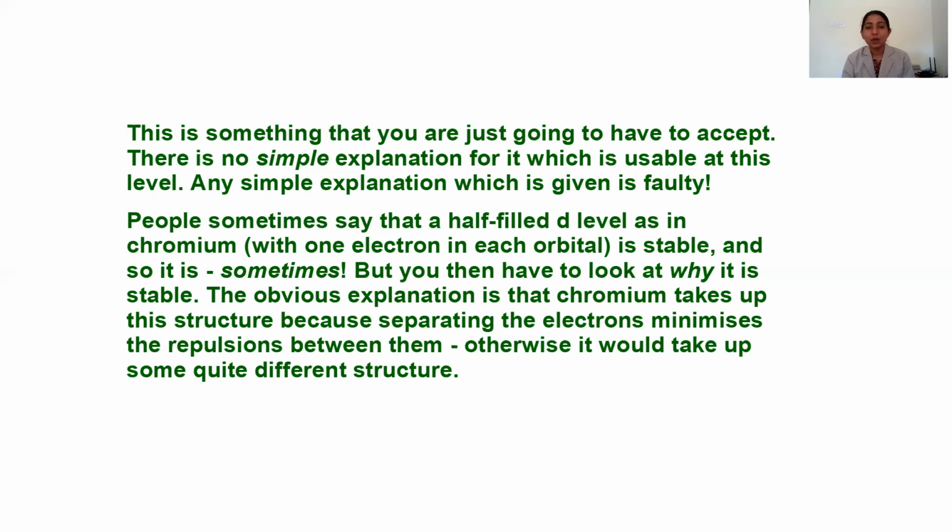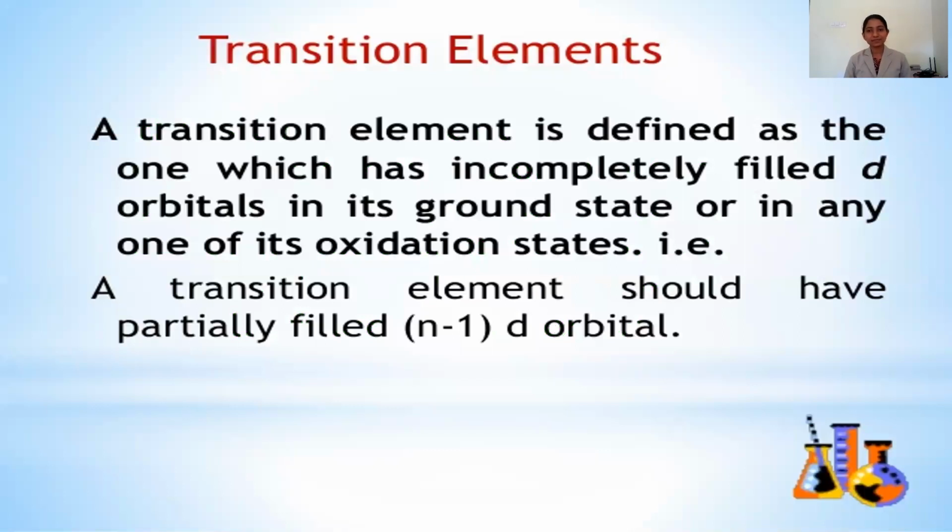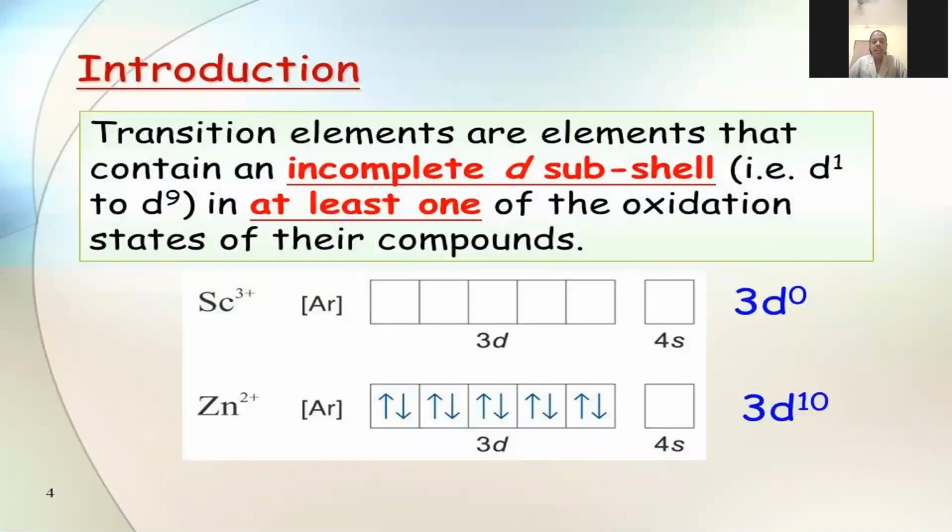So now let's see what transition elements are in detail. As we have discussed the d-block elements, we are now going to the transition elements. A transition element is defined as one which has incompletely filled d orbitals in its ground state or in any one of its oxidation states. That is, a transition element should have incomplete d orbitals in one of its ground states or oxidation states. So, a transition element should have partially filled (n-1)d orbitals.